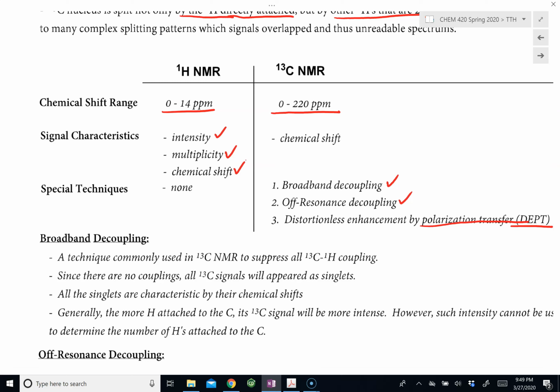Whereas in carbon-13 NMR, the only thing that we will look at is the chemical shift of the signal. Again, the reason is that the multiplicity due to coupling is normally very complex, and it makes the data really difficult to read. Therefore, we will not focus on the multiplicity of carbon-13 NMR, and we will be able to do that by employing special techniques that we will discuss in a little bit.